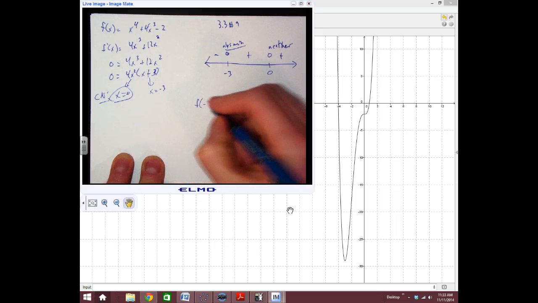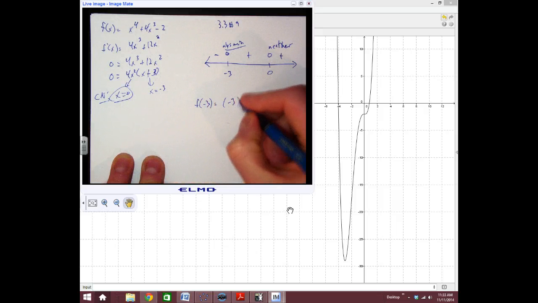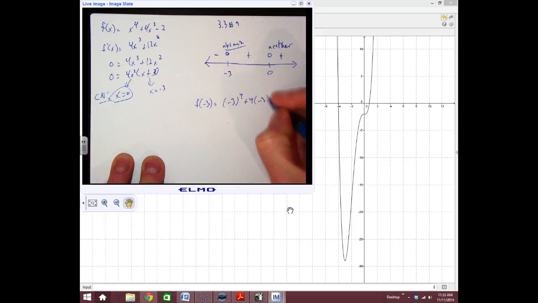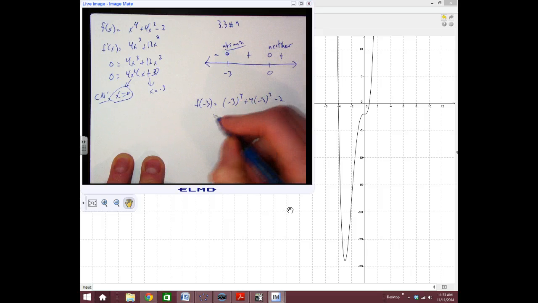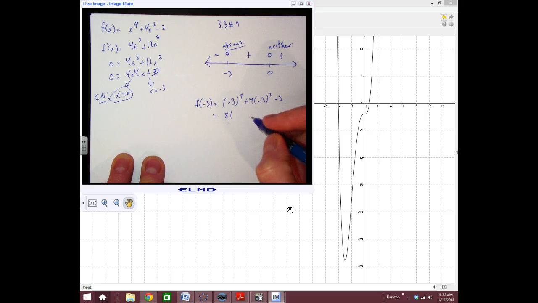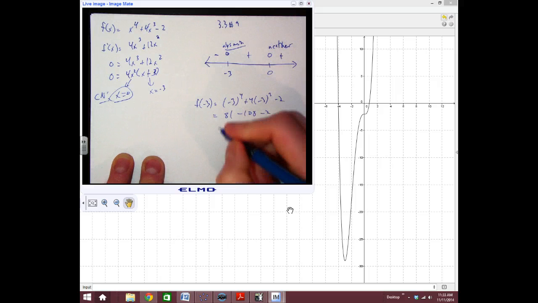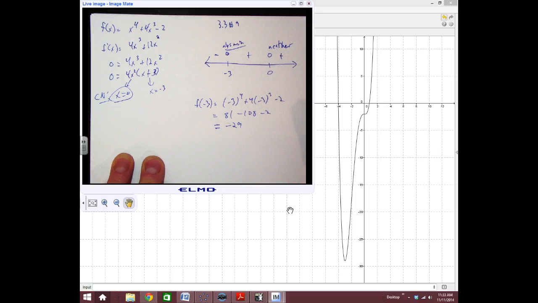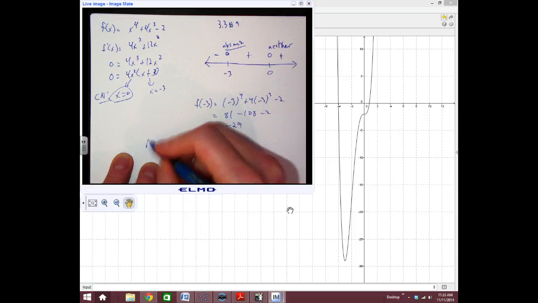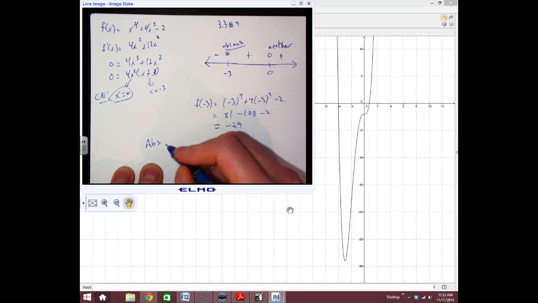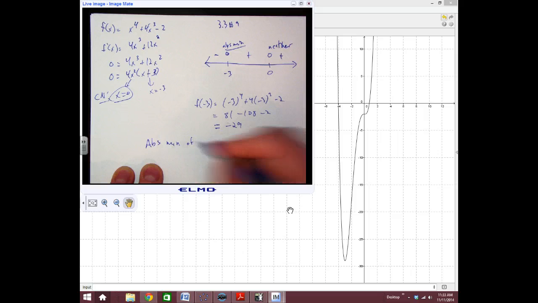If we do f of negative 3, negative 3 to the 4th plus 4 times negative 3 cubed minus 2, that gives us 81. 27 is 80 plus 28, so negative 108 minus 2. That ends up being negative 29. And so that is our minimum. So absolute or global min of -29 when x equals -3.